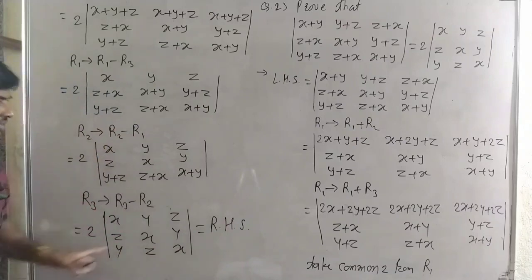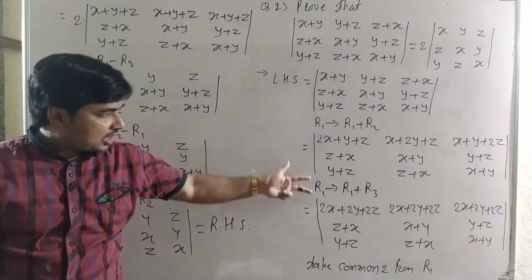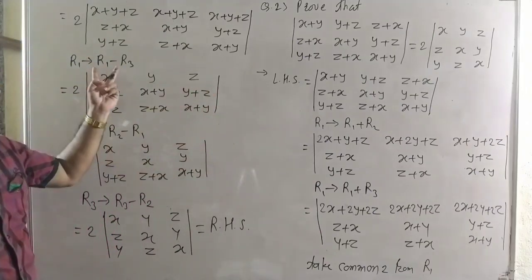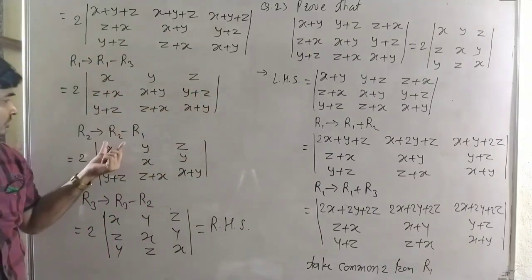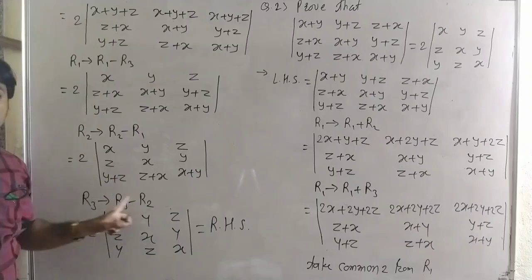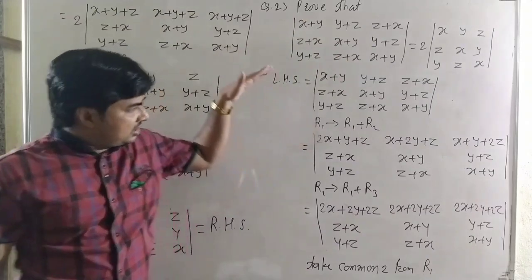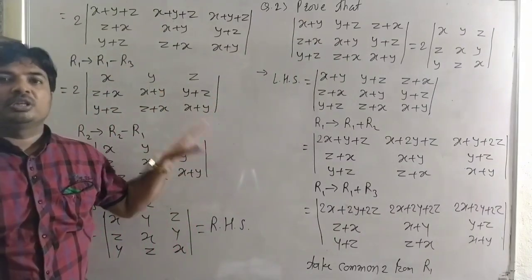Then it is the RHS. Let's see here. We perform the transformations: first R1 plus R2, R1 plus R3. Then R1 minus R3. Then R2 minus R1. And it is R3 minus R2. We get this determinant. Okay? Check all the transformations carefully.